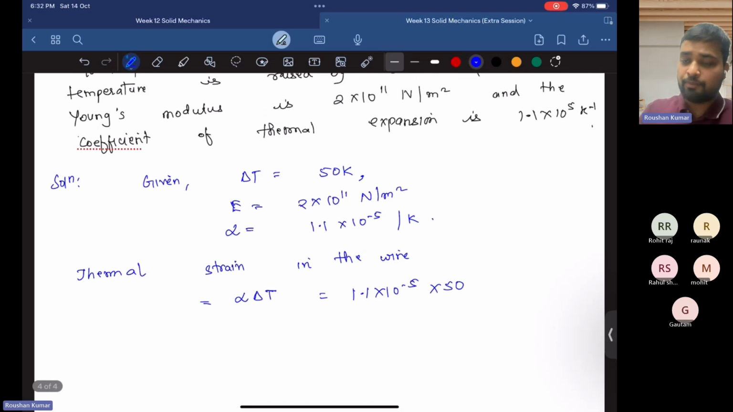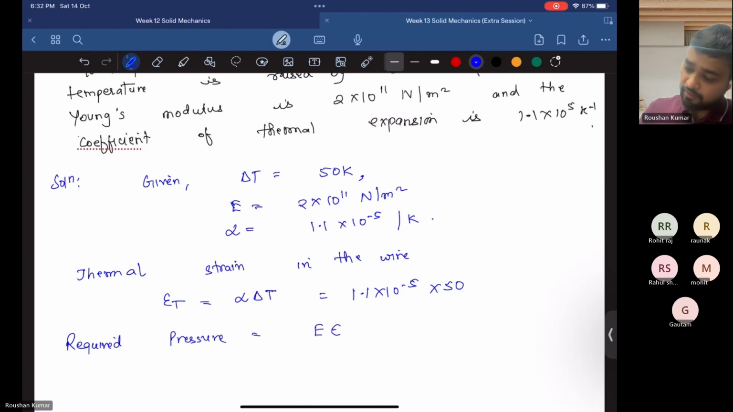Now we have to calculate the pressure. So the required pressure, with thermal strain epsilon T, is given by E into thermal strain. So E here is 2 into 10 to the power 11 Newton per meter square, into 1.1 into 10 to the power minus 5, into 50, which comes out to be 1.1 into 10 to the power 8 Pascal.